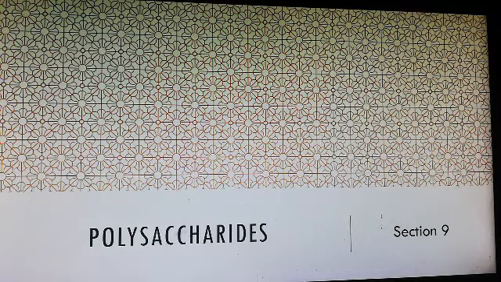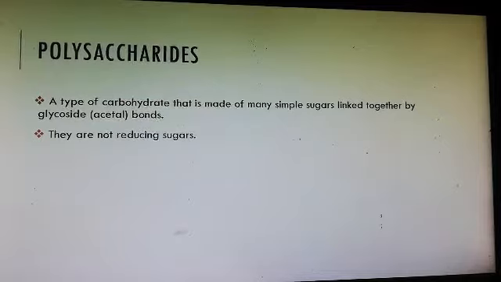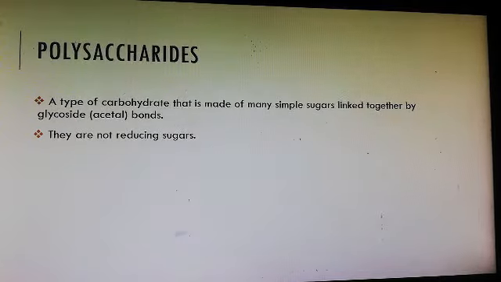So, kung meron tayong monosaccharides, disaccharides, we have the polysaccharides. Polysaccharides are complex carbohydrates in which tens, hundreds, or even thousands of simple sugars are linked together through glycoside bonds. Ang polysaccharides aren't reducing sugars. Ang cellulose and starch are the two most widely occurring polysaccharides.